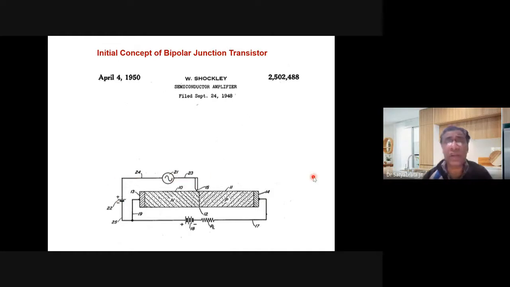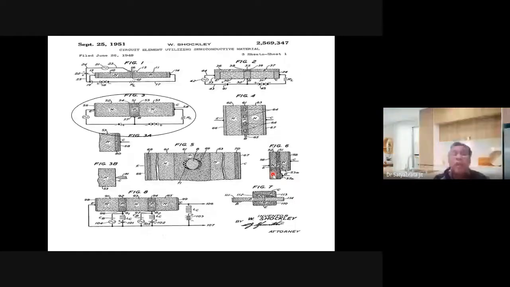So it was again a theoretical study, so he just predicted the structure like that one. So you can consider it is the preliminary concept of the BJT that was proposed by Shockley. Now in the same process, then he came out with a different structure.